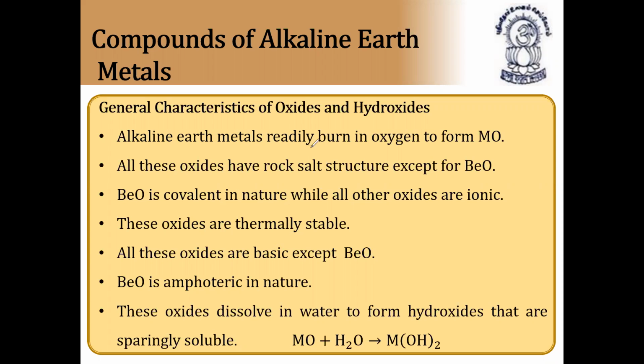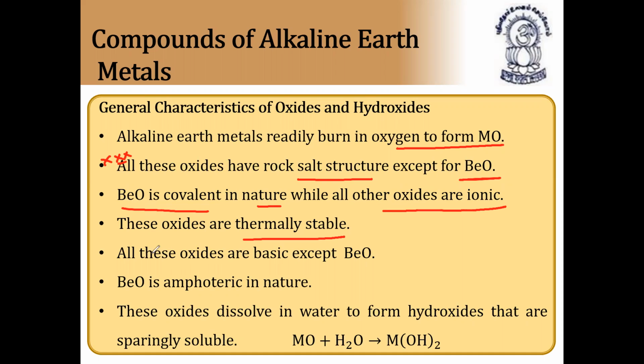Alkaline earth metals readily burn in oxygen to form oxides of their metals, metallic oxides. All these oxides have a rock salt structure except beryllium oxide. This point is very important. Beryllium oxide is covalent in nature while all other oxides are ionic in nature. These oxides are thermally stable.